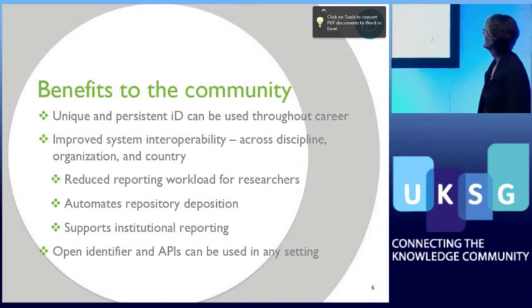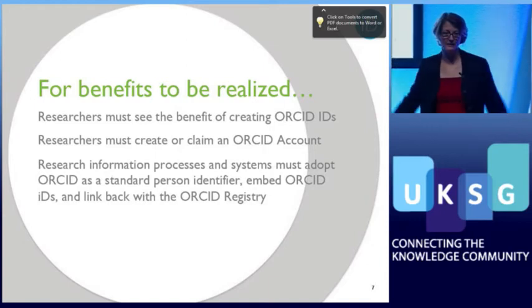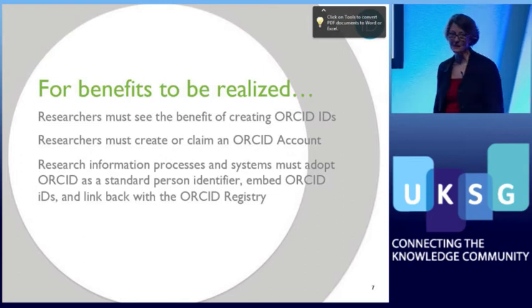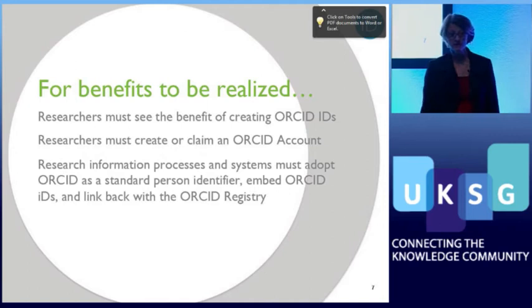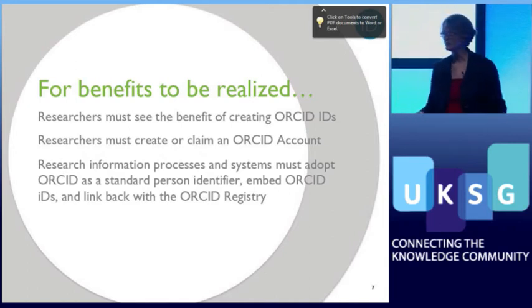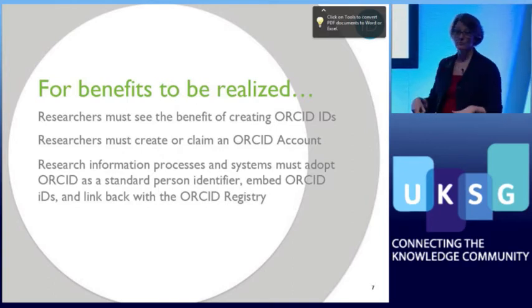ORCID. All right, so this is all fine and good to talk about chocolate cake, or lettuce, I guess I would say, salad, but somebody has to eat it, right? So researchers have to see the benefit of creating an identifier, and they don't just have to see that, they actually have to go eat the leafy lettuce, okay? They have to create it, and these systems have to embed the identifier.